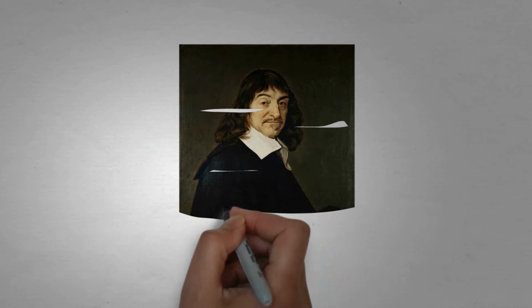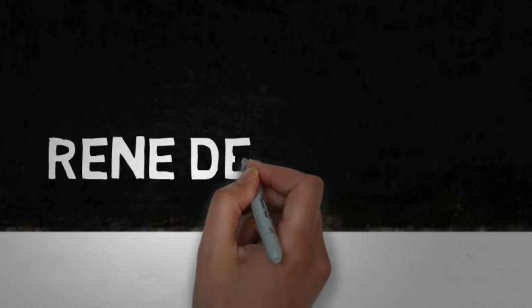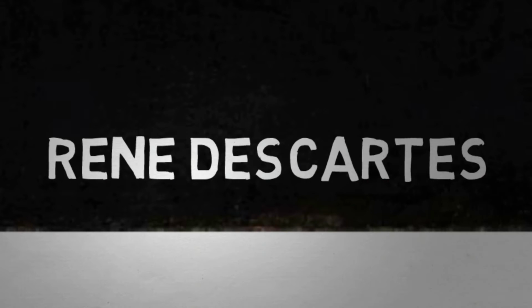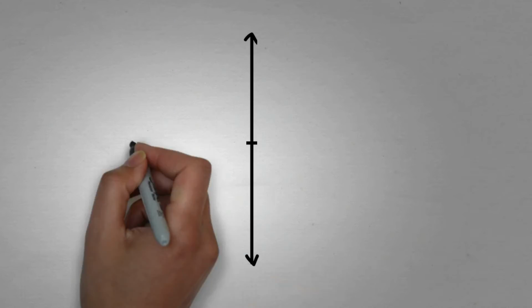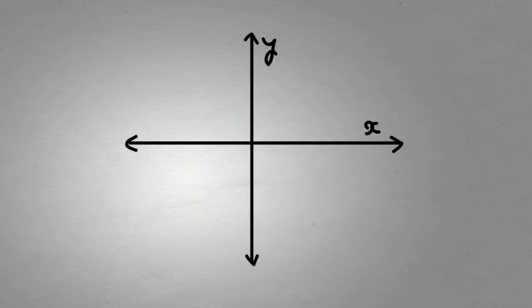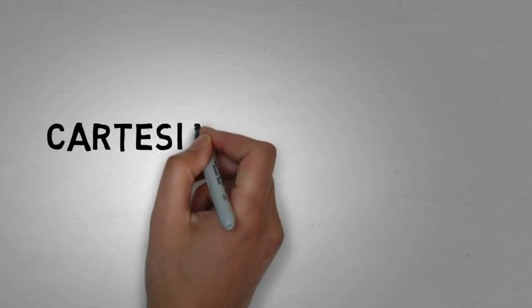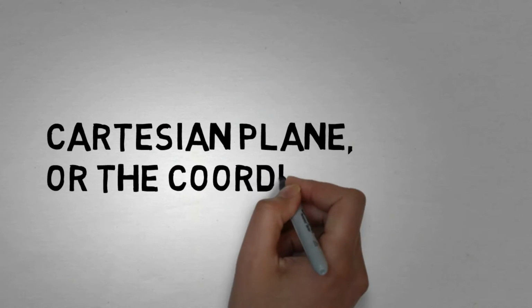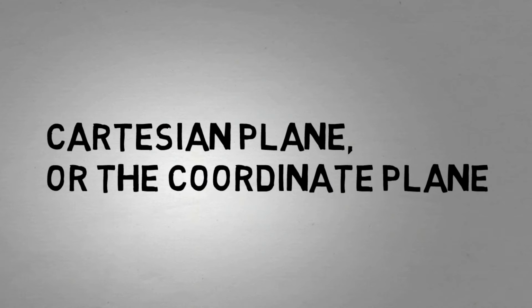Cartesian plane. A Cartesian plane, named after the mathematician René Descartes, is a plane with a rectangular coordinate system that associates each point in the plane with an ordered pair (x, y). The plane is called the Cartesian plane, or the coordinate plane, or the xy plane.